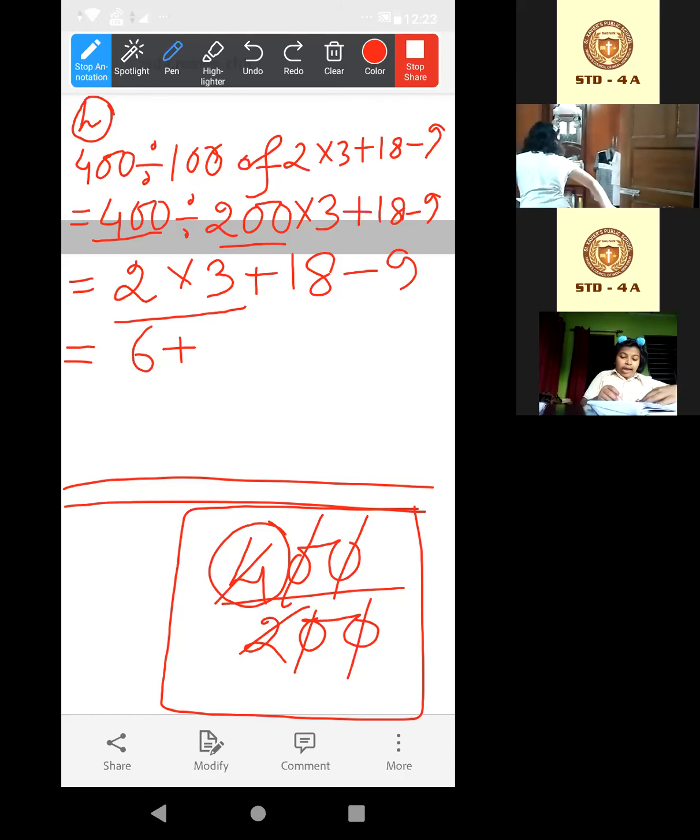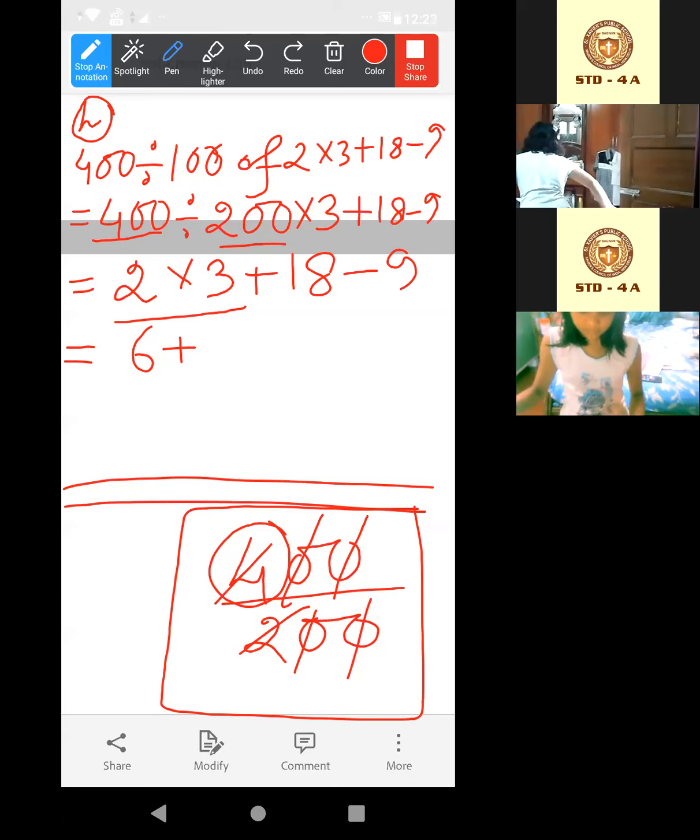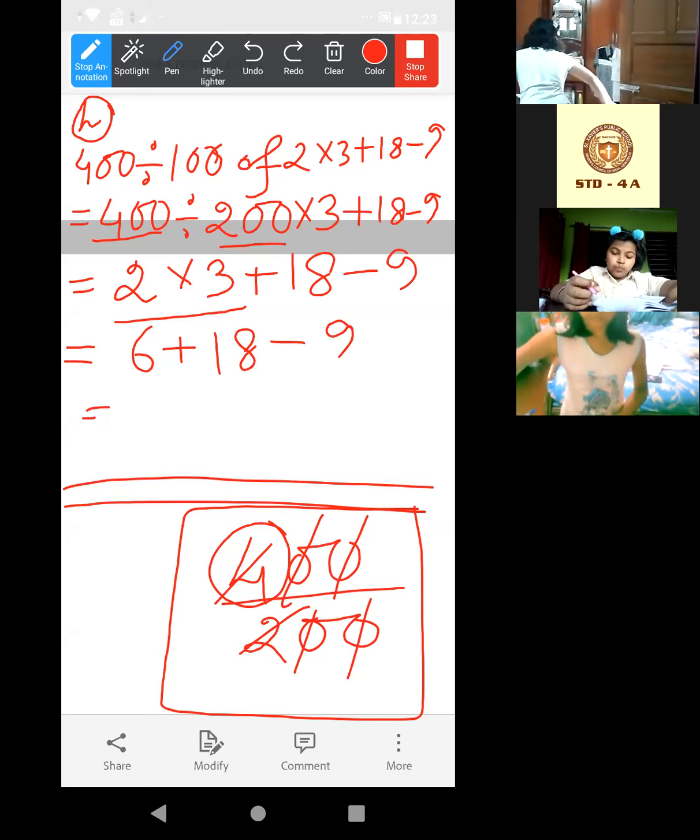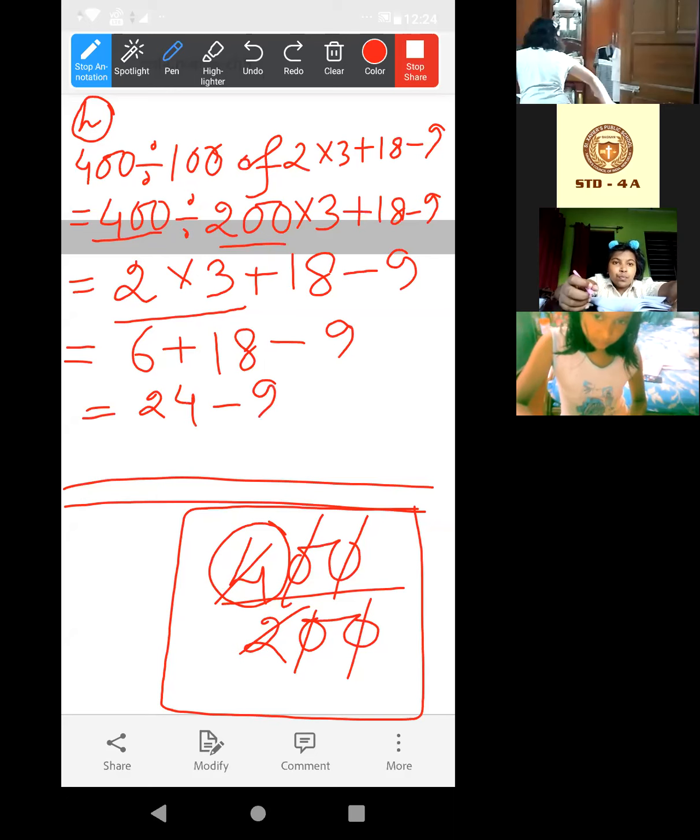I think you can do it yourself. Those who have not done, let me complete it. 6 plus 18 minus 9. 18 plus 6, 24, right? The answer is this one. Do it first.